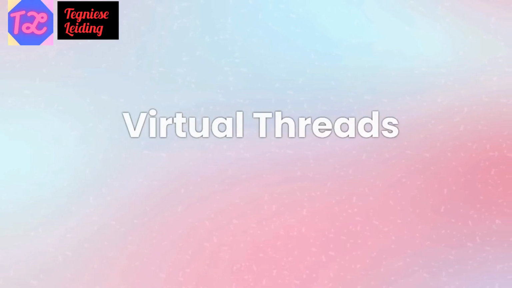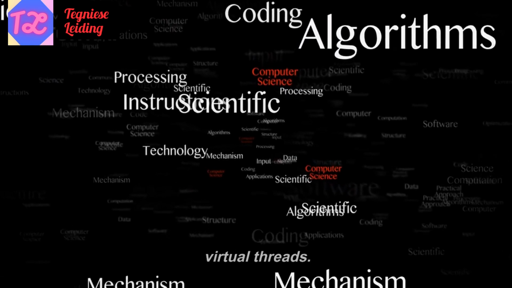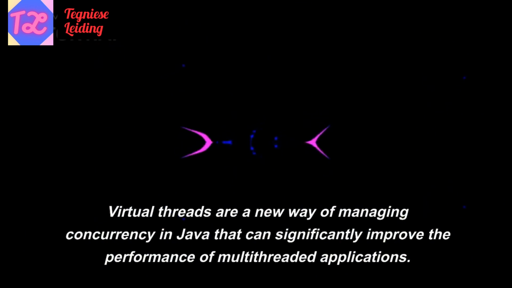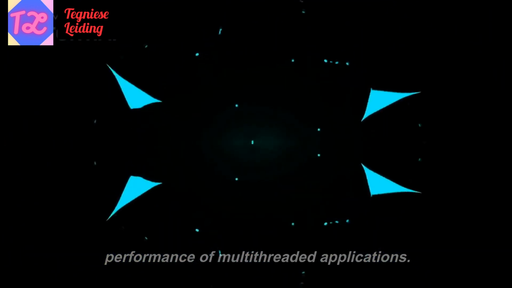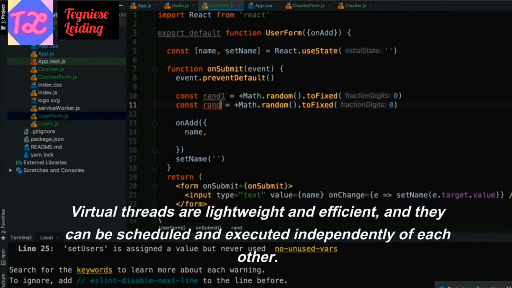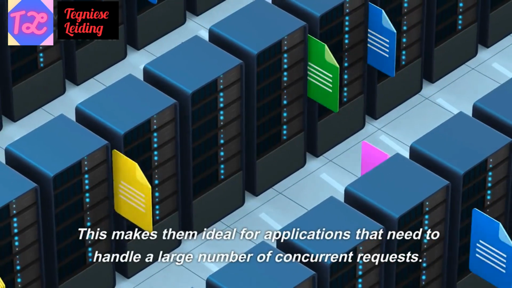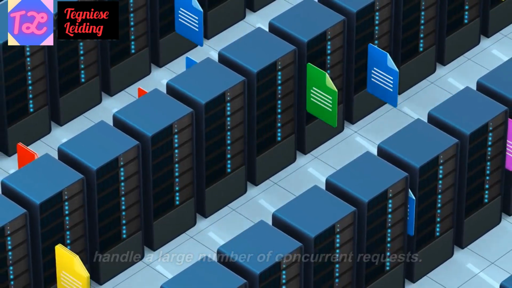Virtual threads. One of the most significant new features in Java 20 is virtual threads. Virtual threads are a new way of managing concurrency in Java that can significantly improve the performance of multi-threaded applications. Virtual threads are lightweight and efficient, and they can be scheduled and executed independently of each other. This makes them ideal for applications that need to handle a large number of concurrent requests.